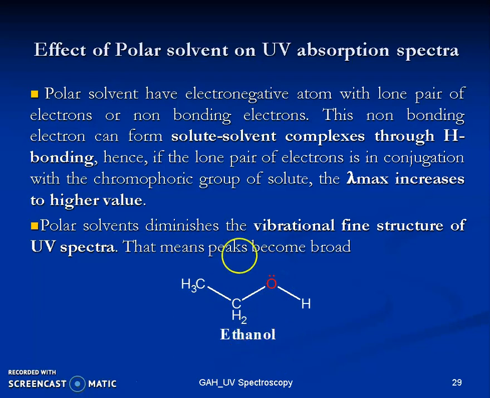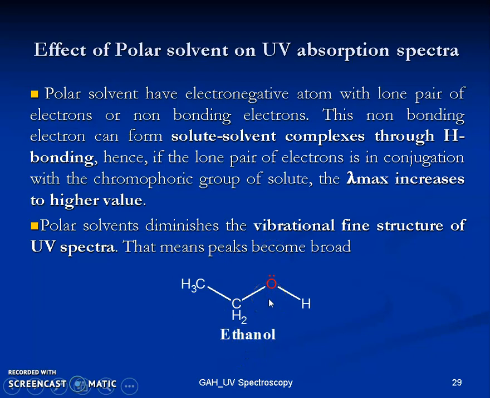Usually the polar solvent diminishes the vibrationally fine structure of the UV spectrum. That means the peak becomes broader. That is because of the interaction of this lone pair of electrons, which are involved in hydrogen bonding. And because of this hydrogen bonding, since there is an interaction of this ethanol with the solute or the sample we are employing, the vibrationally fine structure of the spectrum of the sample is lost.